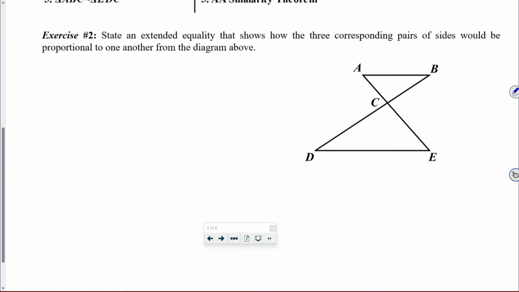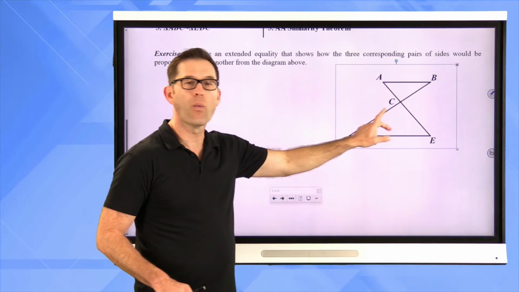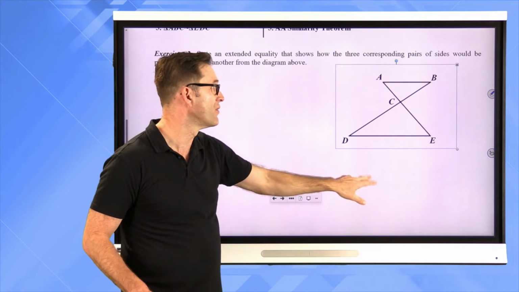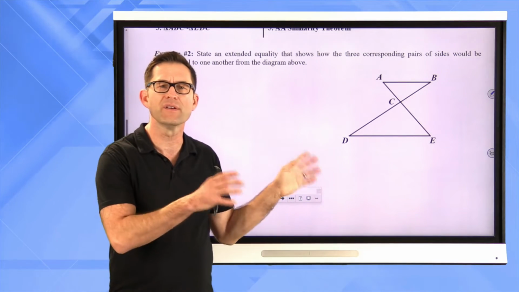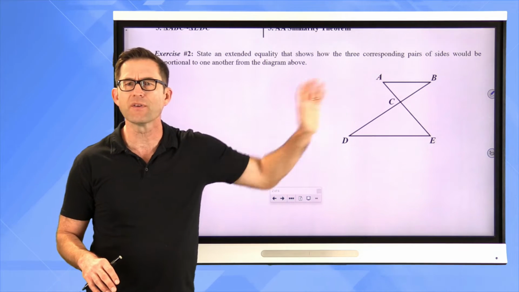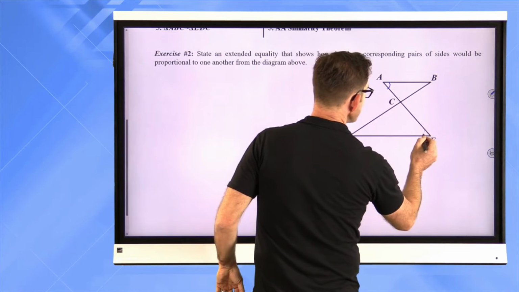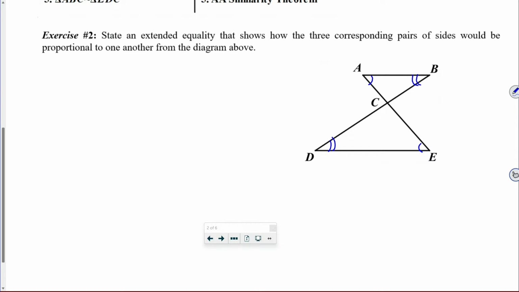State an extended equality that shows how the three corresponding pairs of sides would be proportional to one another from the diagram above. Now this is really critical because right now what we know is that this small triangle up here is similar to this larger triangle down there. And I want to be able to say, oh, this side divided by this side is equal to this side divided by this side, etc. That can be a little bit tricky, especially when the triangles are oriented this way. Now keep in mind, what we knew was that this angle was congruent to this angle, and then those two vertical angles.